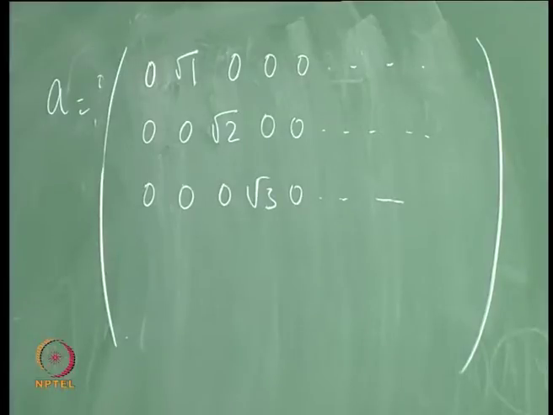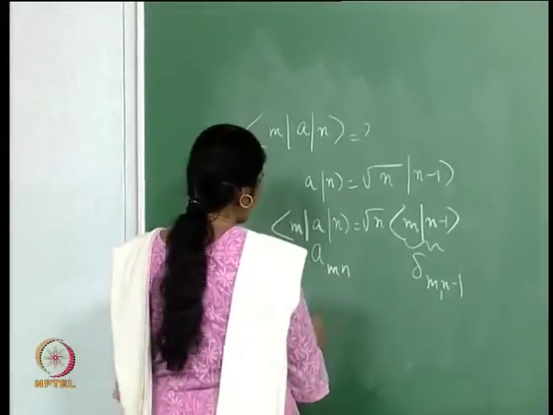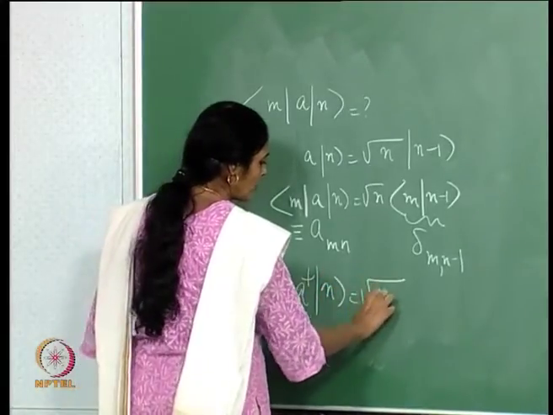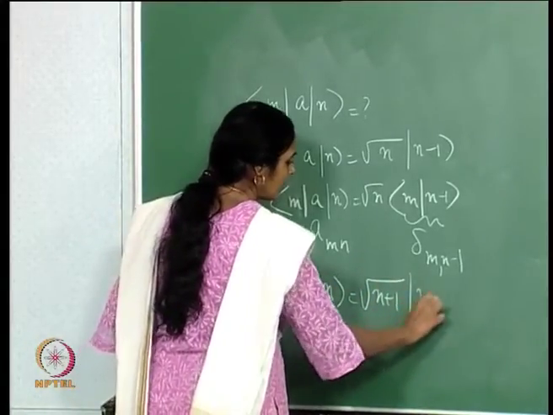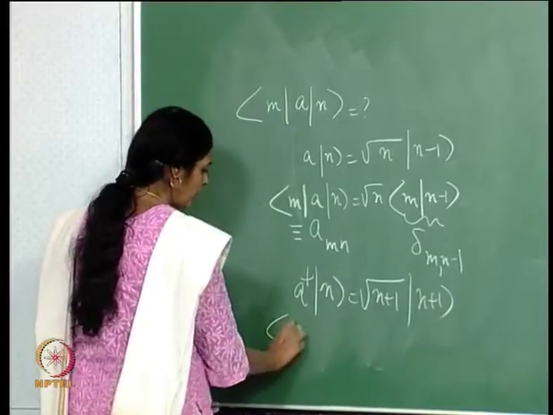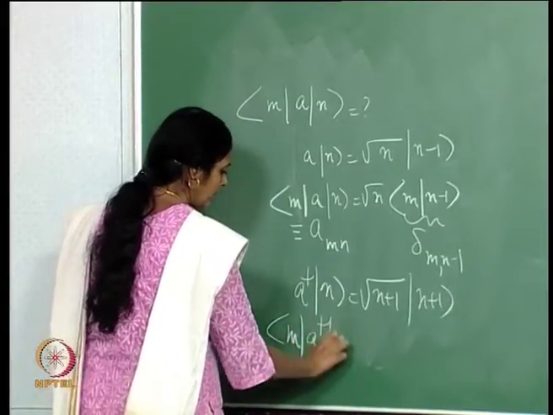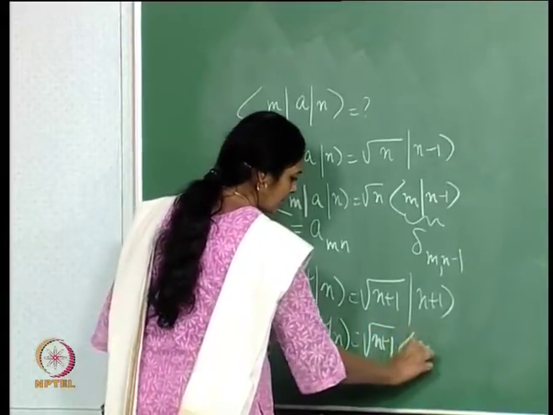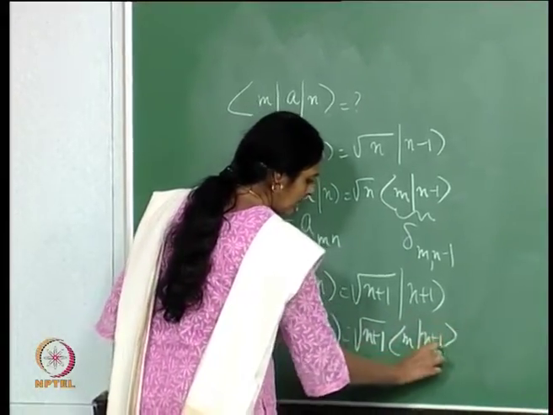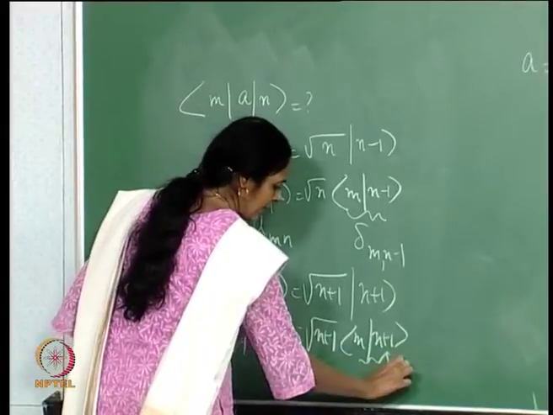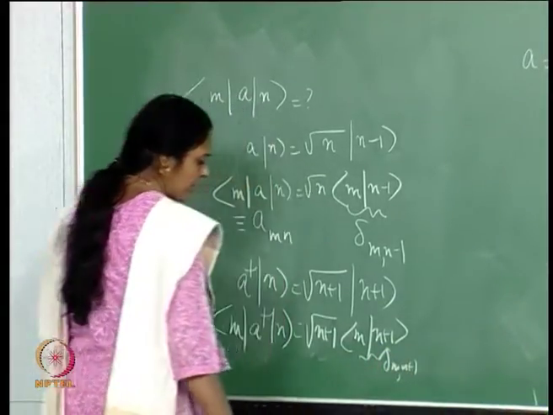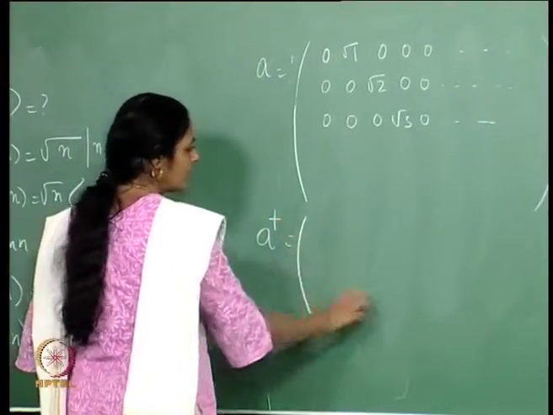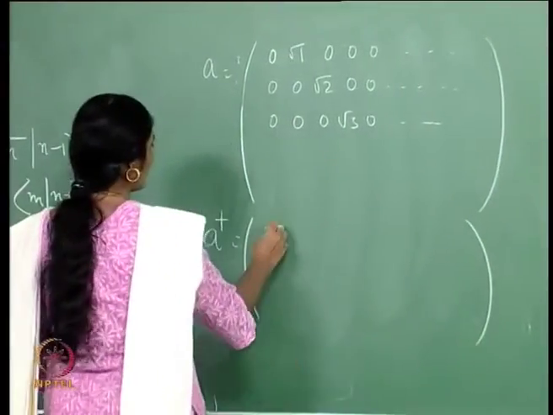A dagger, you can easily follow this procedure. Recall that A dagger on ket n is root of n plus 1 ket n plus 1, and once more we can find out the matrix element. This inner product gives us delta m, n plus 1, the Kronecker delta, but I could well find out the Hermitian conjugate of A. That means interchange rows and columns.